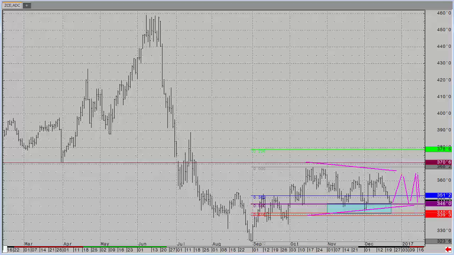So a little bit sideways here on corn. Beans, we can make a case for both sides getting reactions, and wheat, a pretty clear indication that they want to try to test new prior lows, might have a reversal structure in play, and we do have some things to watch going into the new year.